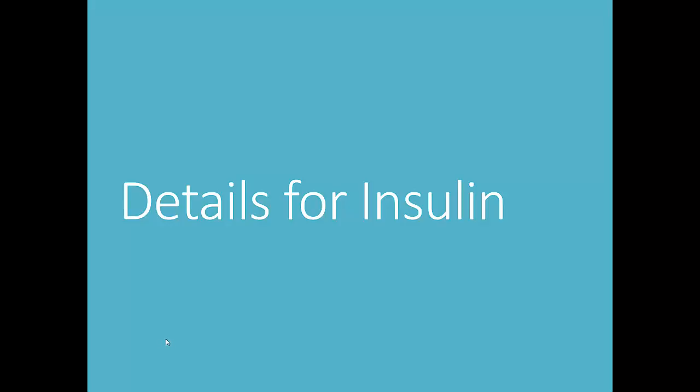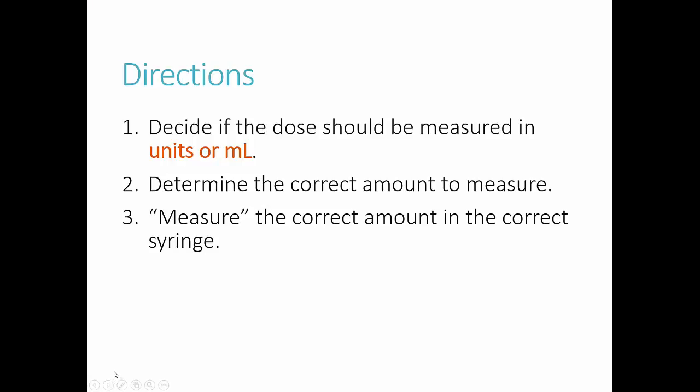We are going to take a look at the details for administering insulin. There are several things that you want to do when you're administering insulin. First, you need to decide if the dose should be measured in units or in milliliters. If it is U100 insulin, it should be measured in units. If it is U500 insulin, it should be measured in milliliters. Second, you'll determine the correct amount to measure, and third, we'll measure the correct amount on the correct syringe.